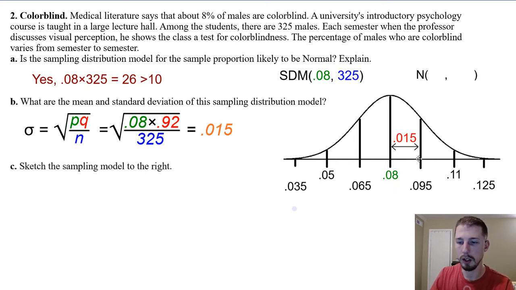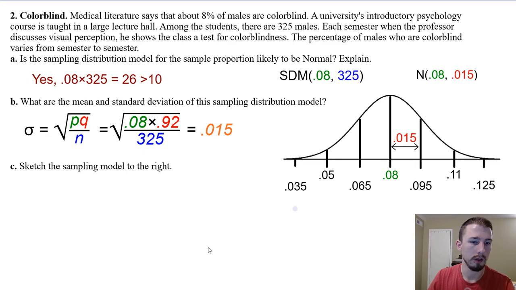All right, so you can go ahead and fill in and sketch the model. Centered at 8% with a standard deviation of 1.5%. So just model that going in both directions. The sampling distribution model is also a normal model, so that's why we're using the capital N to denote that this is a normal model centered at 8% with a standard deviation of 0.015. So that is our sampling distribution model of 8% for sample sizes of 325.